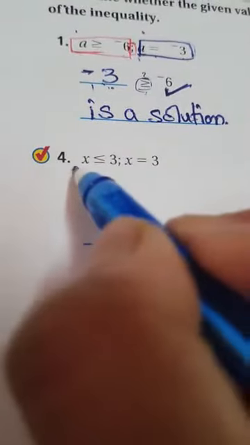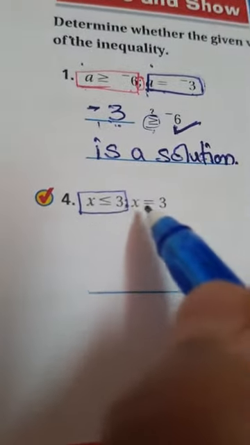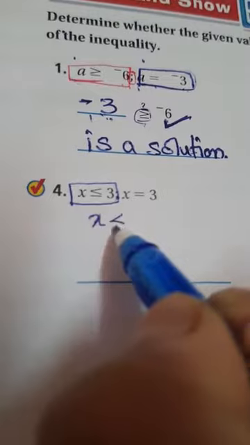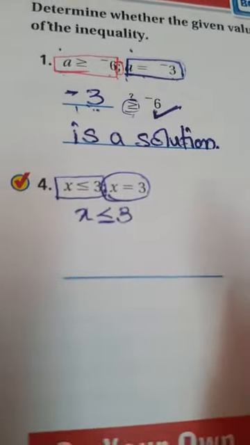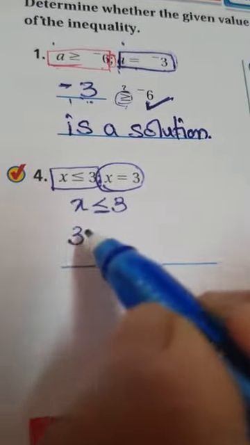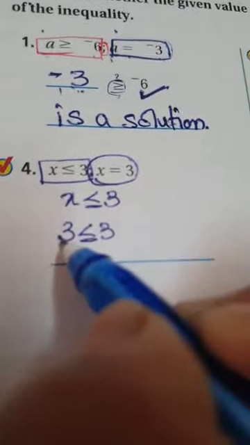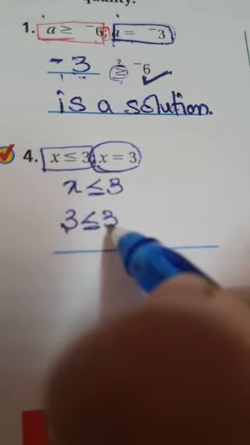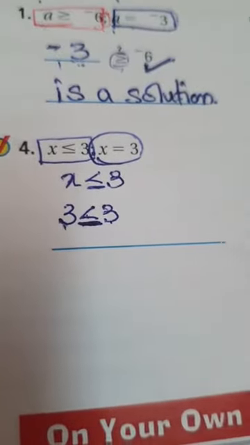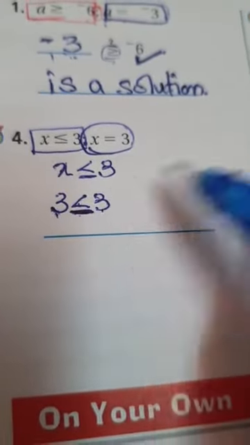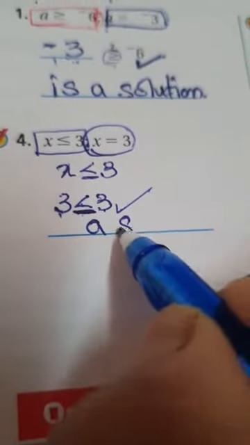So what is an inequality? It is x is less than or equal to 3, right? So x is less than or equal to 3. And what's the solution given to us? X is equal to 3. So we write 3 in place of x in x is less than or equal to 3. Now, is 3 less than 3? Of course not. But here we have this line, which means less than or equal. So 3 can be equal to 3, which means it is correct, right? So it is a solution.